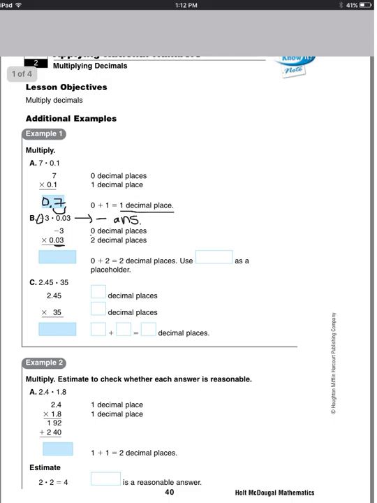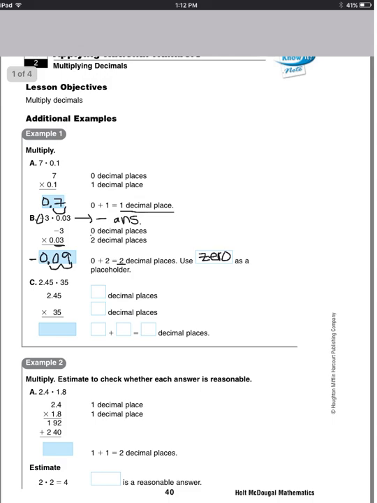So we have 0 plus 2 equals 2 decimal places, and we're going to use 0 as a placeholder in our answer. So we're going to take 3 times 3 and get 9, 3 times 0 and get 0, 3 times 0 and get 0. And then because we have 2 decimal places, we're going to move 1, 2, put our decimal, and add our negative. Now on these two, they put the bigger number and then the smaller, multiplied by the smaller number.